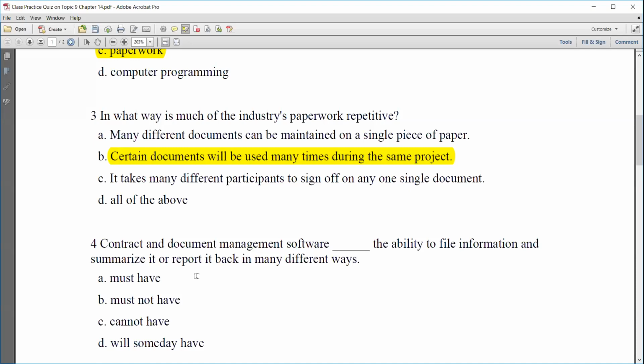So this is the statement which says that the industry's paperwork is repetitive.